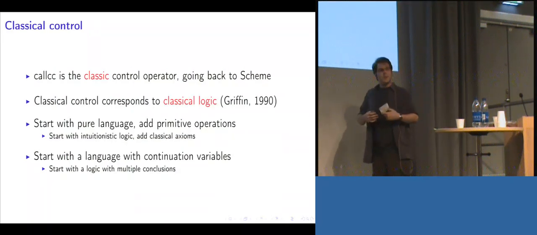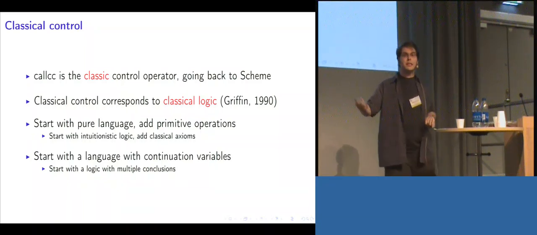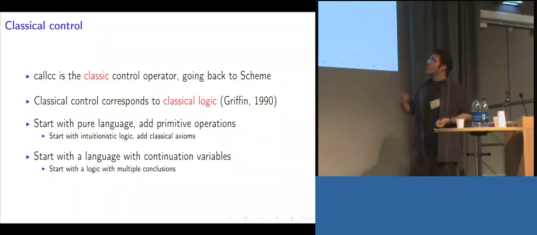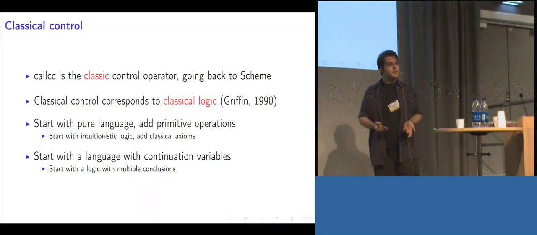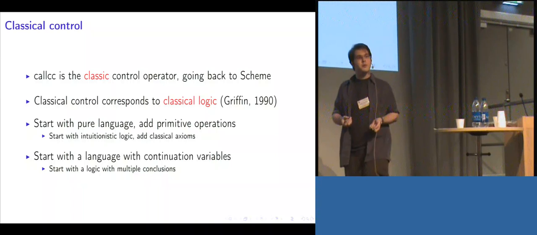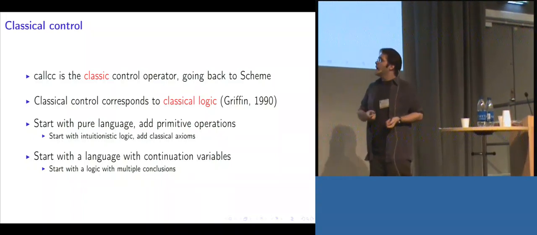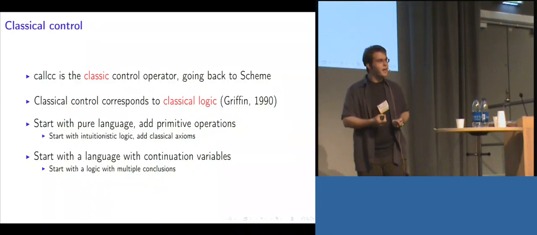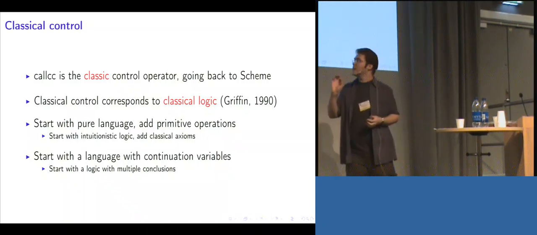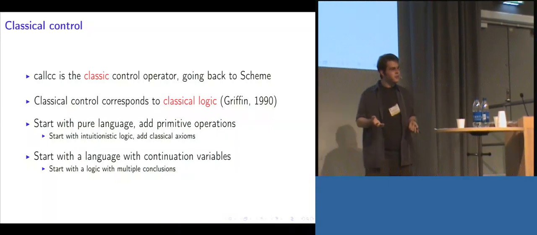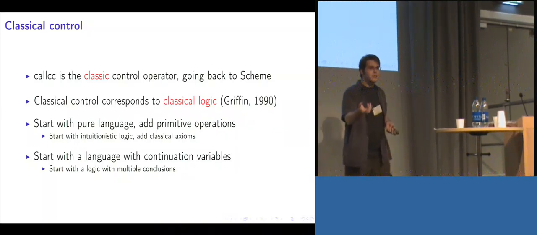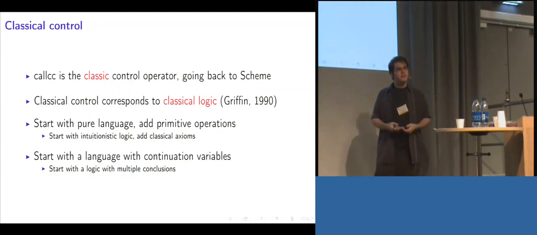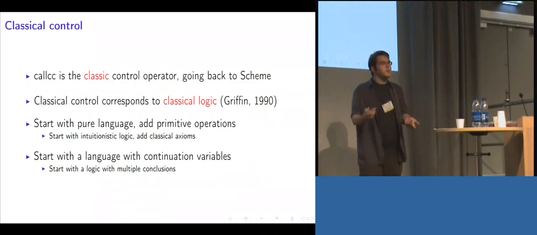And so to begin looking at control effects, we could go all the way back to the classic operator from Scheme, callCC. And as it turns out, this operator corresponds to principles of classical logic in the same way that the lambda calculus corresponds to intuitionistic logic. And in order to understand what callCC does in a program, we have a similar situation that we have in logic. So there's two complementary approaches. We can either start with a pure language and then add primitive operations that give us the effects that we want, or we could start with a language that already has continuations and continuation variables integrated into its substrate from the beginning.